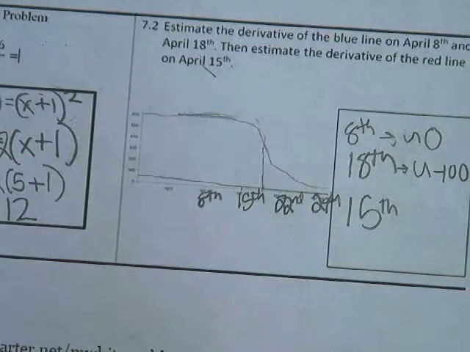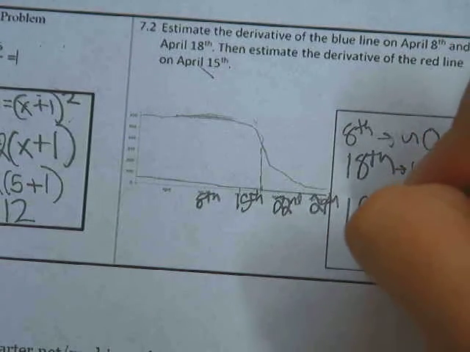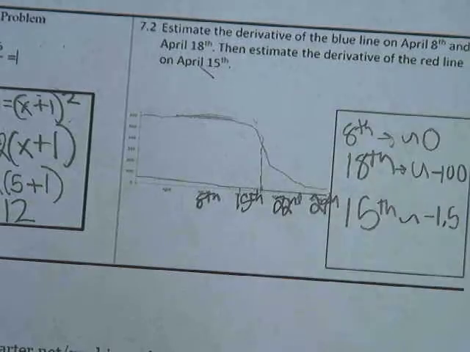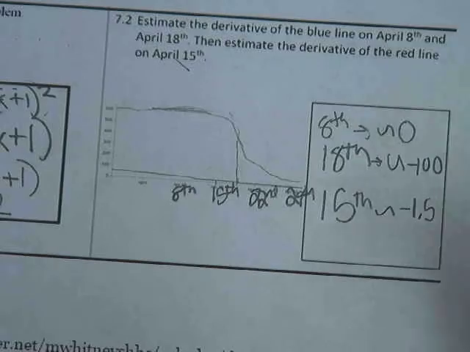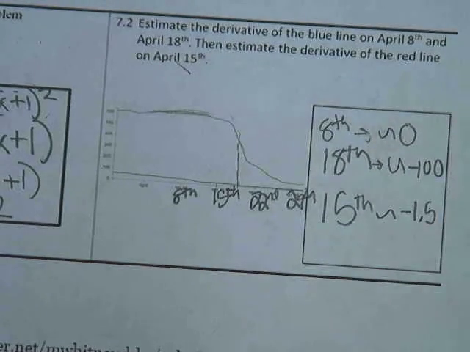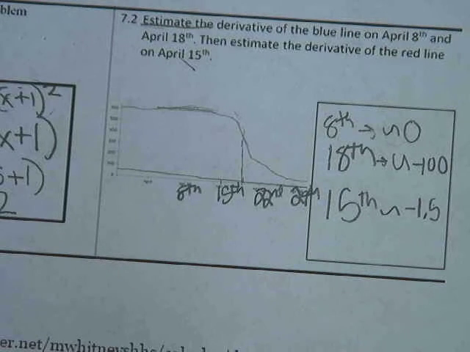And now last, we're going to do the 15th for red. So on here, that thing is just going down really slowly. So I said it had about a negative 1.5-ish slope. On my website, I said negative 1.6. Again, these are ballparking. When it says estimate, we don't need to do it exactly right. We just need to be pretty close. And that's it.